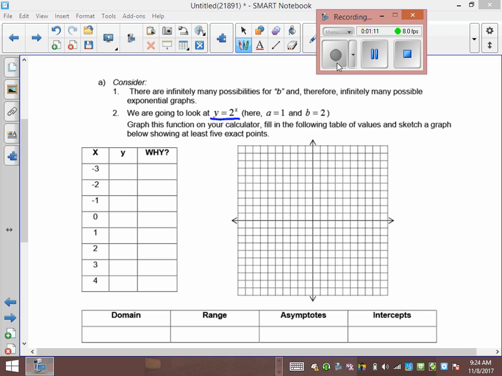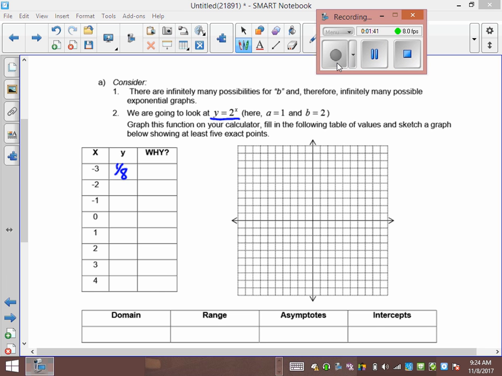So press graph. What happens? You get an exponential curve. What is it getting closer and closer to but not touching? The x-axis. Why is that? If you put the -3 in, 2 to the -3 is actually 1/8.